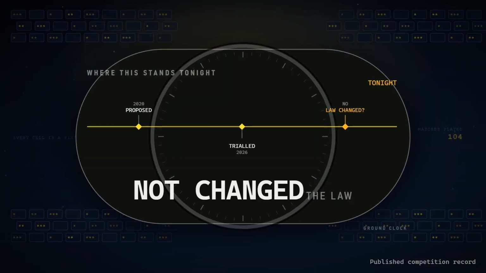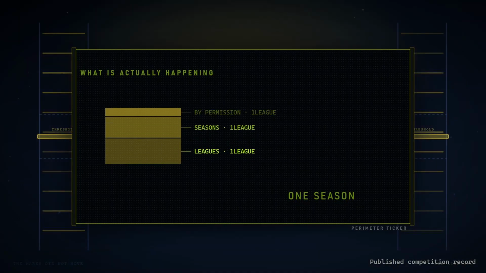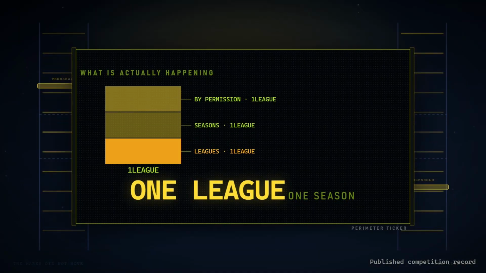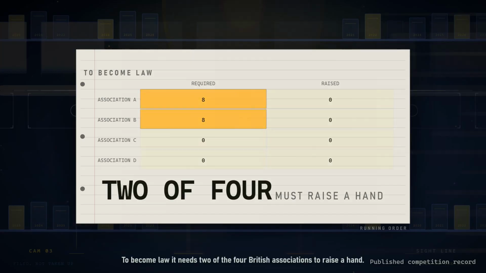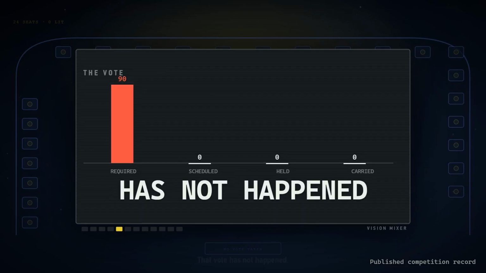A trial is not evidence that anybody won, because here's where this stands tonight. The offside law has not changed. One league is playing a different one with permission for a season. To become law, it needs 2 of the 4 British associations to raise a hand. That vote has not happened.